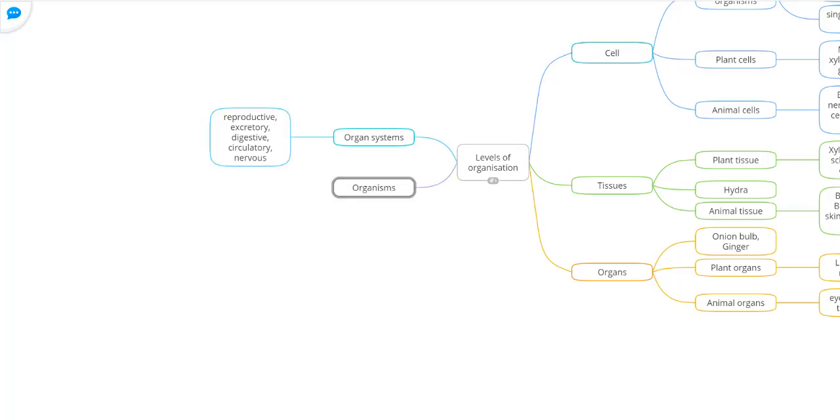When systems work together to sustain life, what we have is a complete organism. And for organisms, we have examples: plants, animals, fungi.